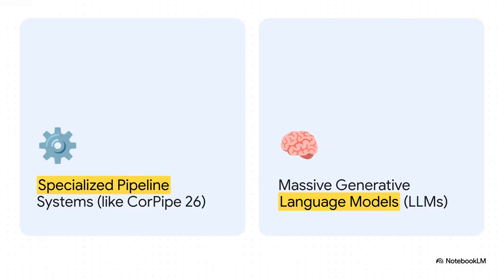Now, what makes this whole explainer so compelling is the context of the competition itself. The 5th edition of this shared task had a very explicit focus. They wanted to compare highly specialized pipeline systems like CorPipe 26 against massive general-purpose generative large language models, or LLMs. So we are essentially looking at a real David versus Goliath scenario here. On one side, you've got these massive models with billions upon billions of parameters trained on the entire internet. And on the other, a strictly multilingual, highly optimized, specialized system that's trained simultaneously on all provided datasets without even being told which language it's looking at.